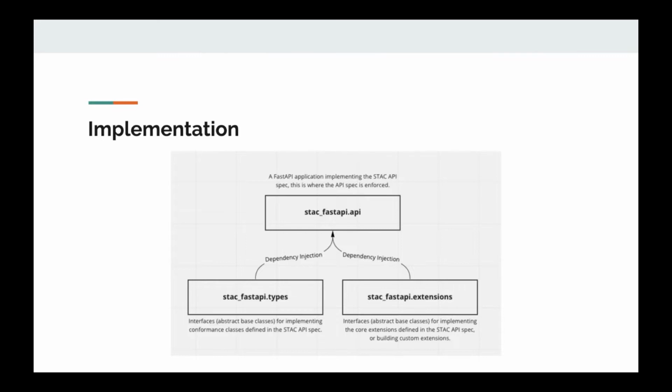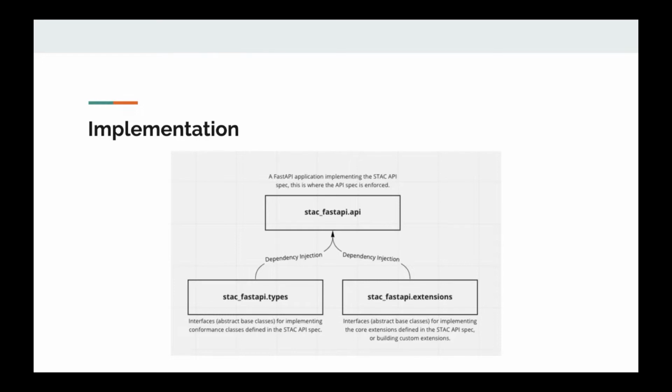So the API is where the FastAPI application is actually defined. This is what we call the API layer. This is where the API spec is enforced. So you're going to have a FastAPI application that implements all the endpoints for the various extensions, for the various conformance classes that the STAC API spec defines. There's no business logic happening in here. This API package is totally unaware of what code is actually injected into it.